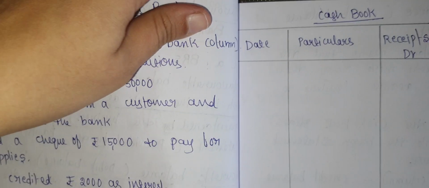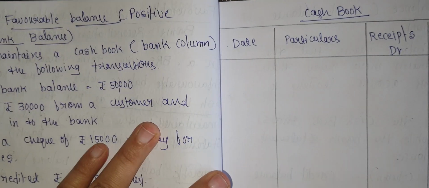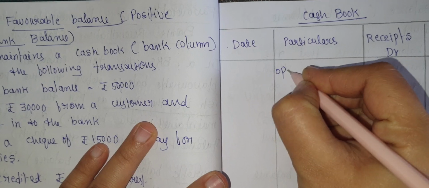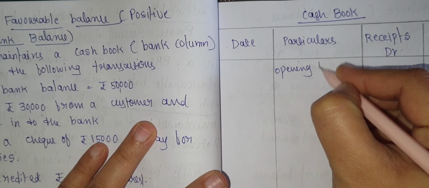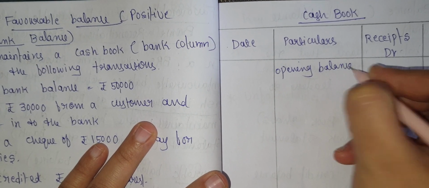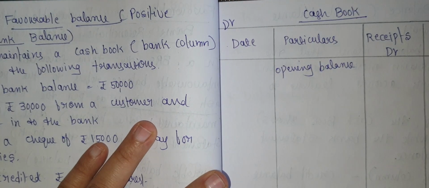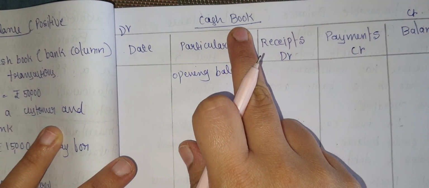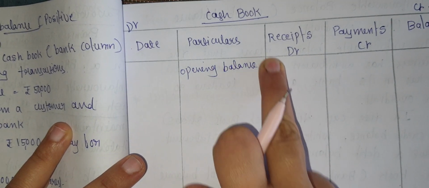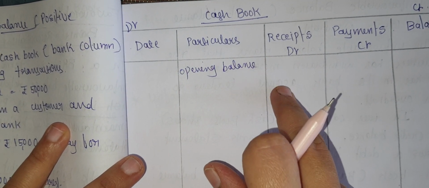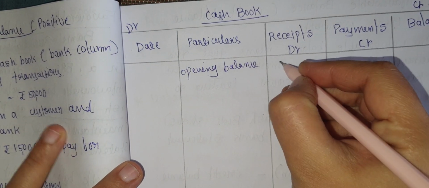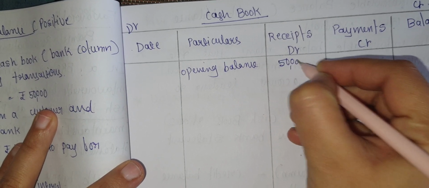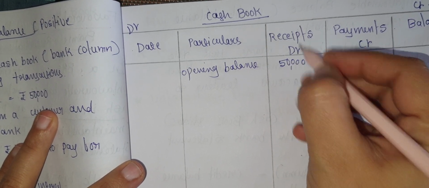Now we will record the transaction. First one, opening balance. Debit, credit. So here this is the cash book and we are entering the bank transactions in the cash book. Okay, opening balance, that is rupees 50,000 in the debit side. Here debit in the receipt.